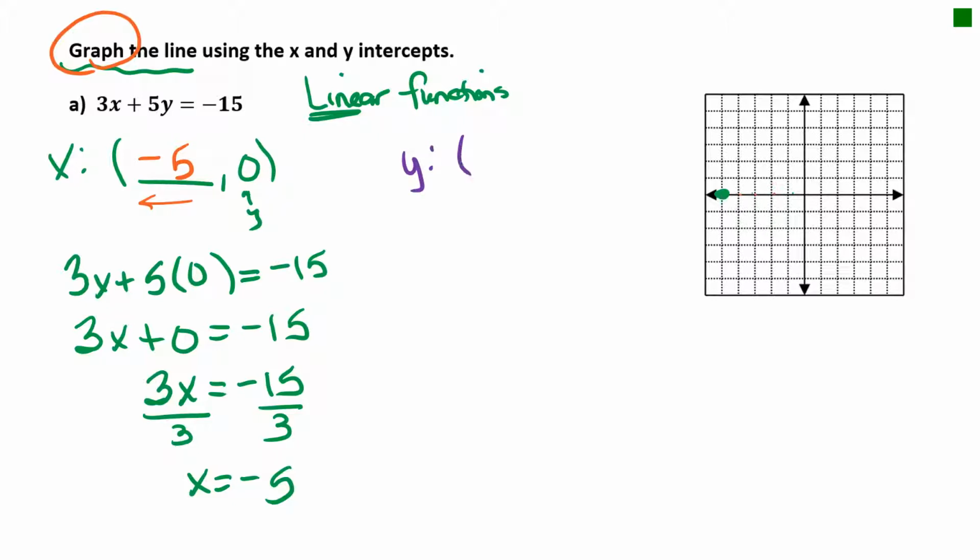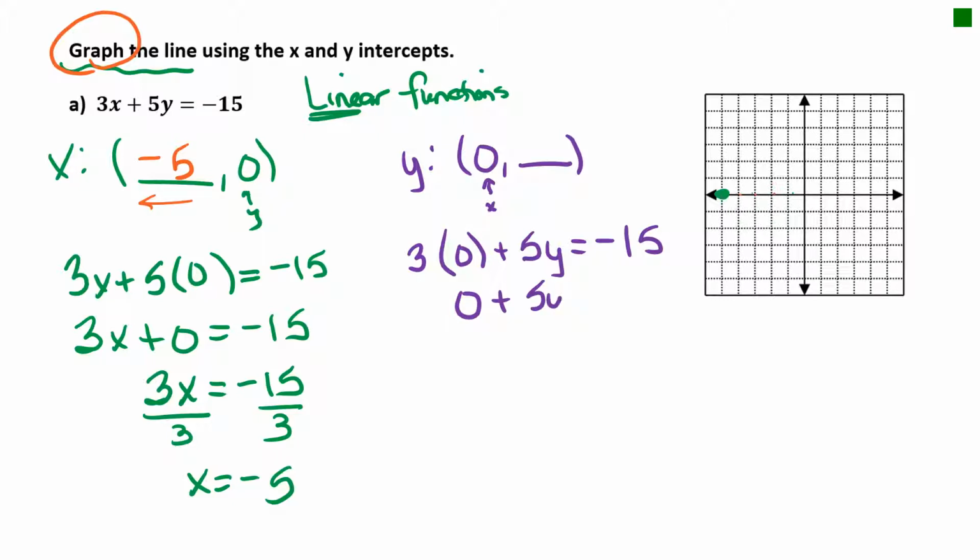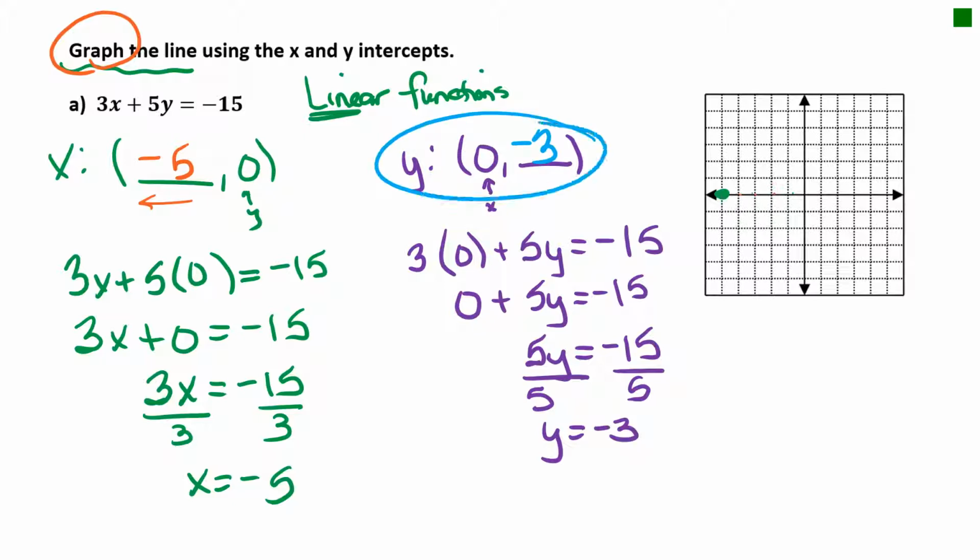For the y-intercept, we're going to put 0 in for x, and we're going to find y. So there's a 3, there's an x, put in 0, plus 5y equals negative, oh, that's 15. That's silly. 3 times 0 is 0, plus 5y equals negative 15. This is just an equation, so you're going to solve it. So then we're going to divide by 5, and we find out y is negative 3.